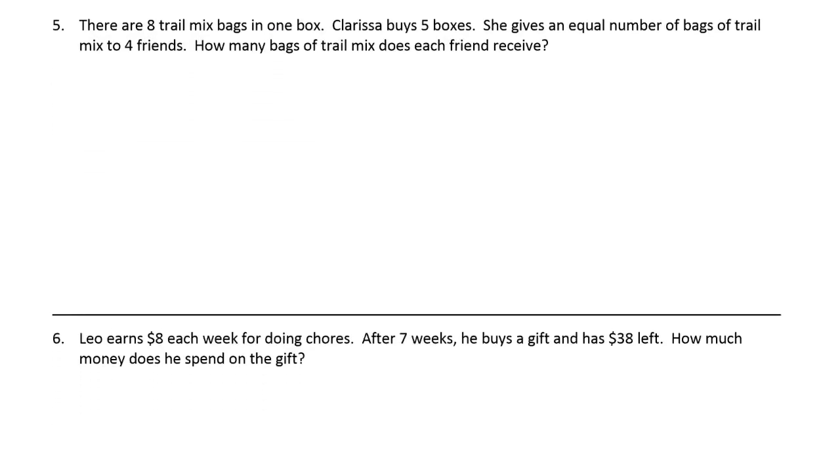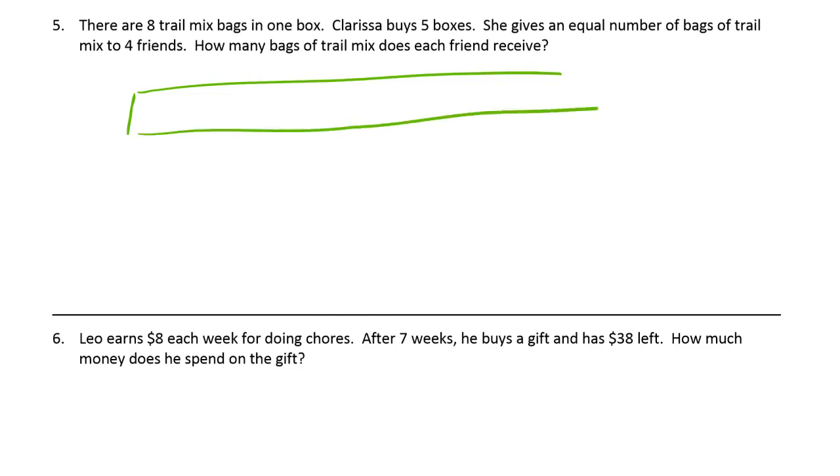There are 8 trail mix bags in one box. Clarissa buys 5 boxes. She gives an equal number of bags of trail mix to 4 friends. How many bags of trail mix does each friend receive? There's kind of 2 or 3 different things going on in this one. Let's just draw our tape diagram. We'll just start with drawing what it says there is. And don't try to figure it all in your head at once, because sometimes it's just too much to keep all in your head and solve it, and you're going to end up doing the wrong things with the wrong numbers. It's better to just draw a picture first and look at it, and usually by the time you're done drawing the picture, you already know what you're supposed to do.